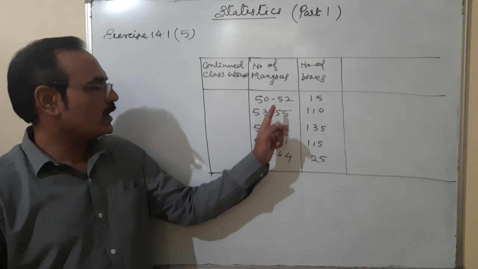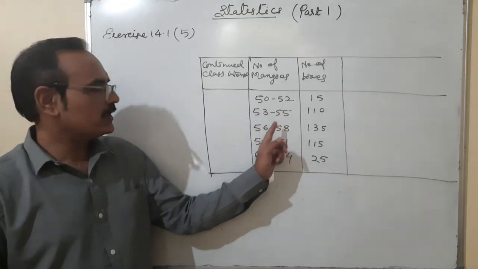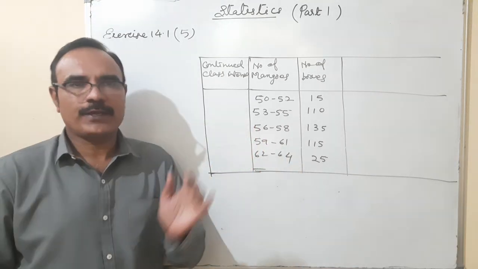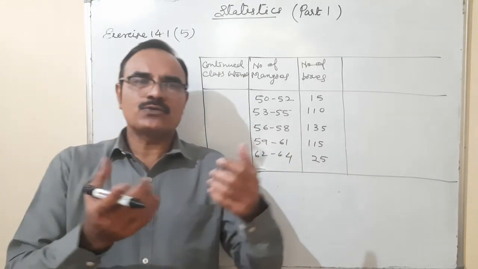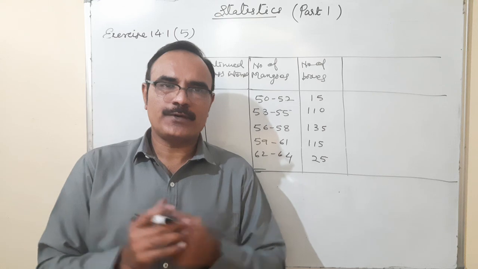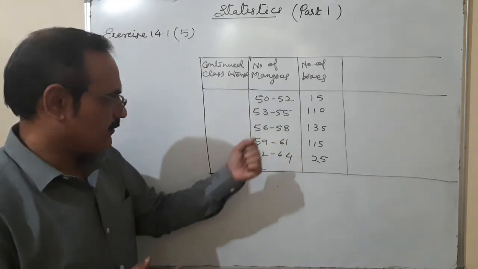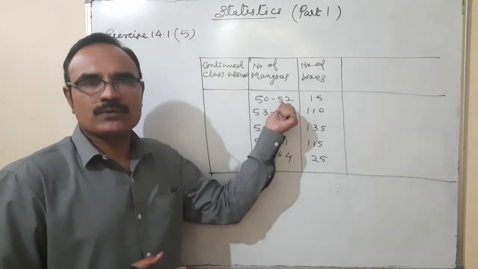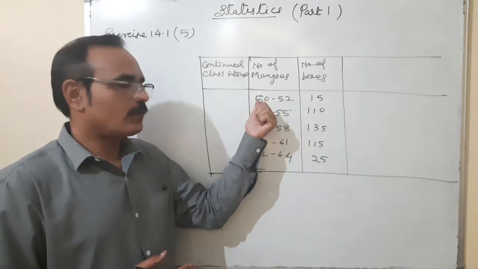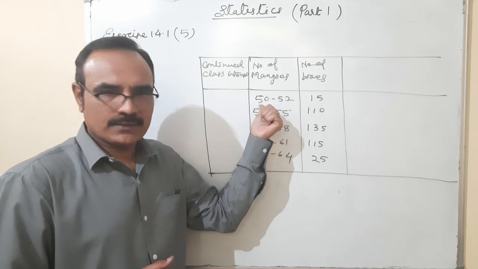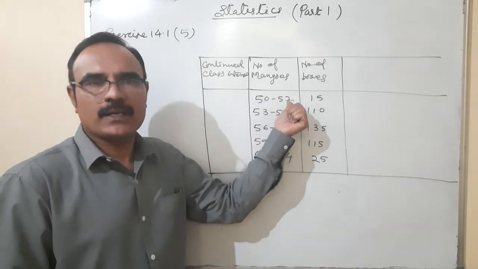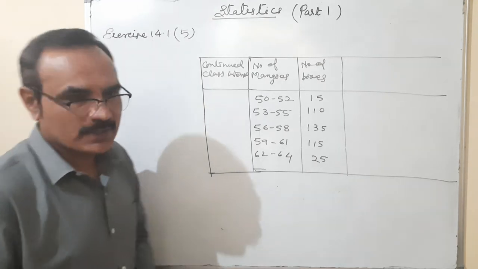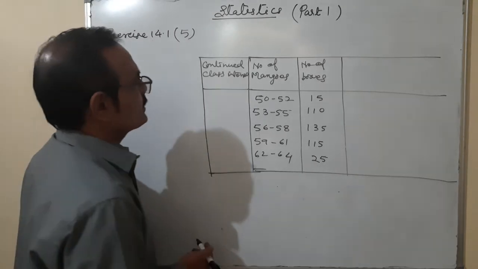53 minus 52 is 1. 56 minus 55 is 1. 59 minus 58 is 1. 62 minus 61 is 1. This 1 is divided into two parts, 0.5 and 0.5. 0.5 will be subtracted from the lower limit, and 0.5 will be added to the upper limit. This will be done in each and every class interval. Then it will become a continued class interval.